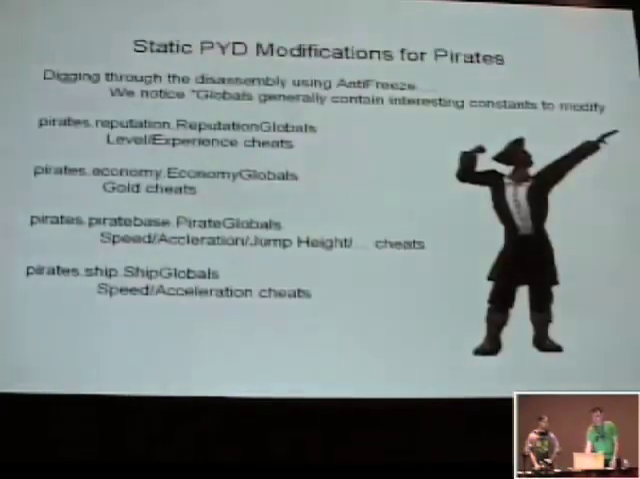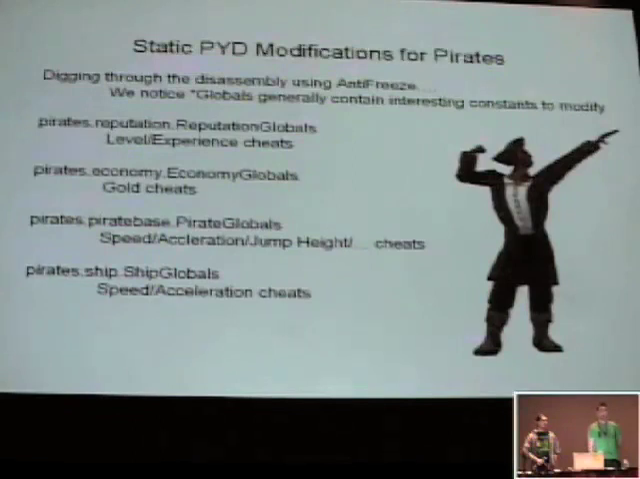We've covered essentially how you can modify static PYD stuff and how you can modify at runtime. Now we're going to talk a little bit about a case study, specifically what I modified when I first decided to cheat at this game a little bit. So using antifreeze, you can get a big listing of all the different namespaces and what you want to look at. I found that anything that ends in globals tends to be perfect for modifying because it's just static values that they use and assume nobody will change because it's all handled client side.